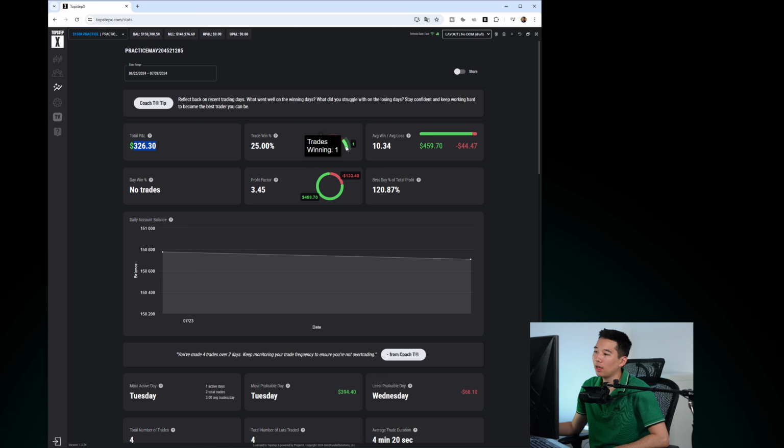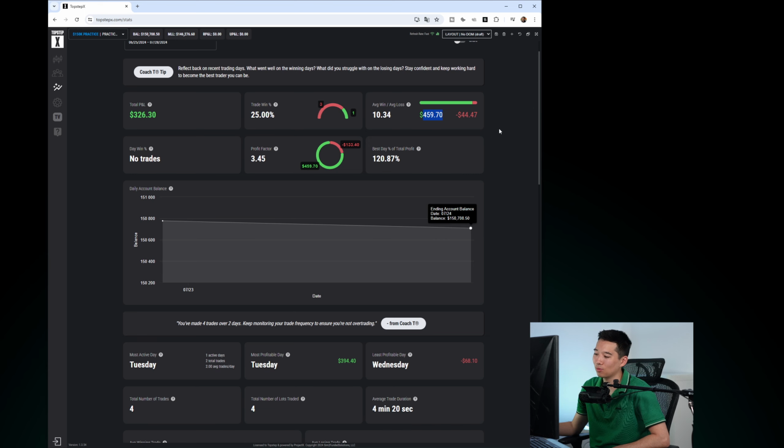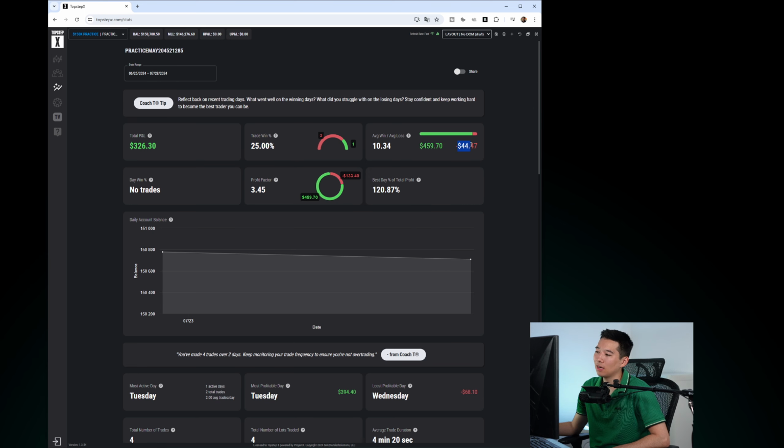And you can see how I had here one winning trade of $459.70. This was the winning trade. And you can see how on average I'm losing $44 on these 3 losing trades. That means my risk-reward ratio is 10.34 from average loss to average winning.